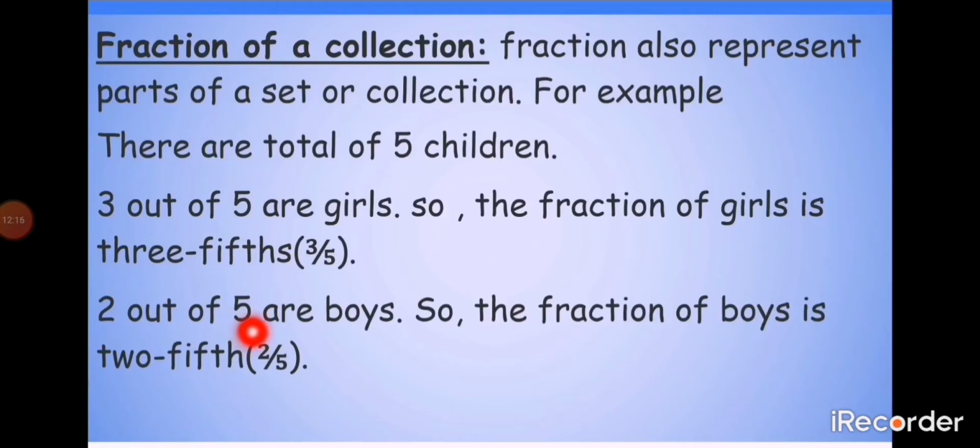We will write 2 above the line and 5 down the line. 5 is the total number of children, and it is called denominator. And 2 is the number of boys in this group. So it is the numerator. So the fraction is written in numerator and denominator. So the fraction of boys is 2/5, 2 by 5.